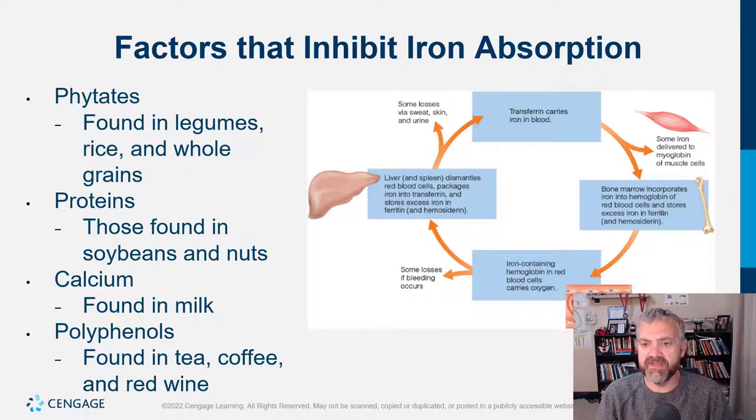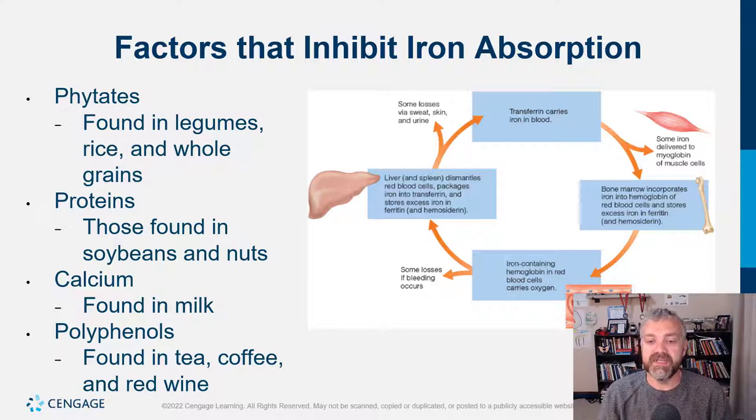Let's just start with the hemoglobin in blood cells at the bottom. Iron-containing hemoglobin in red blood cells is doing its job, carrying its oxygen. Some of that iron would be lost with bleeding. So whether it's GI bleeding or any kind of bleeding, but menstrual bleeding is one of the main reasons that women of reproductive years need more iron than someone that isn't menstruating. And that's a really important point, the menstruation is the key, not the age, right? So if you're not menstruating, that does impact your iron needs.